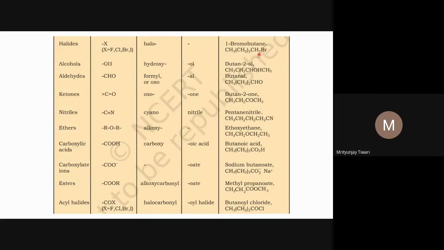Anywhere this bromine is there, it is called a halide. This bromine can be on this carbon, and this bromine can be on this carbon as well. It is the same carbon, so those things we'll see.